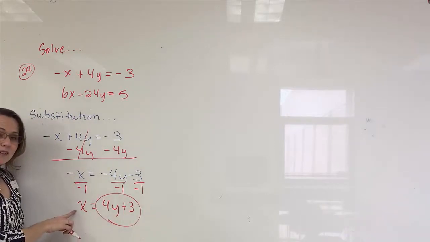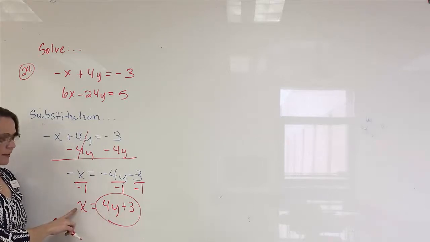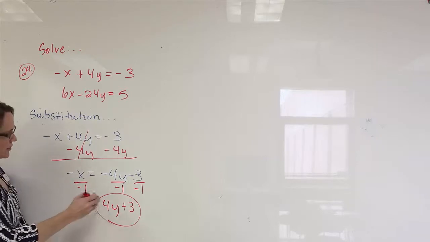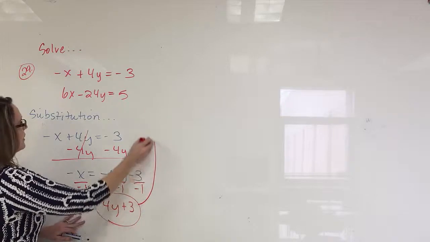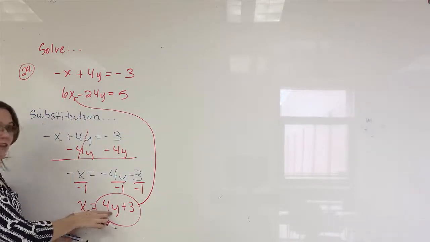Now that I'm saying this, I'm saying x is exactly this amount, and if that's true, then I'm allowed to state anywhere there's an x, I can say 4y plus 3. And that's useful because I always tell my students, draw a line into the other equation where the x is, because that right there is where you're going to put in the definition of x.